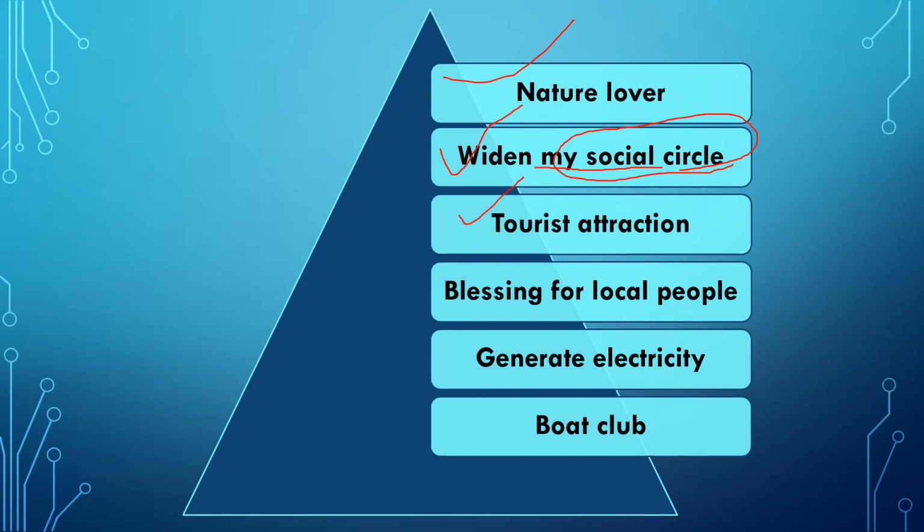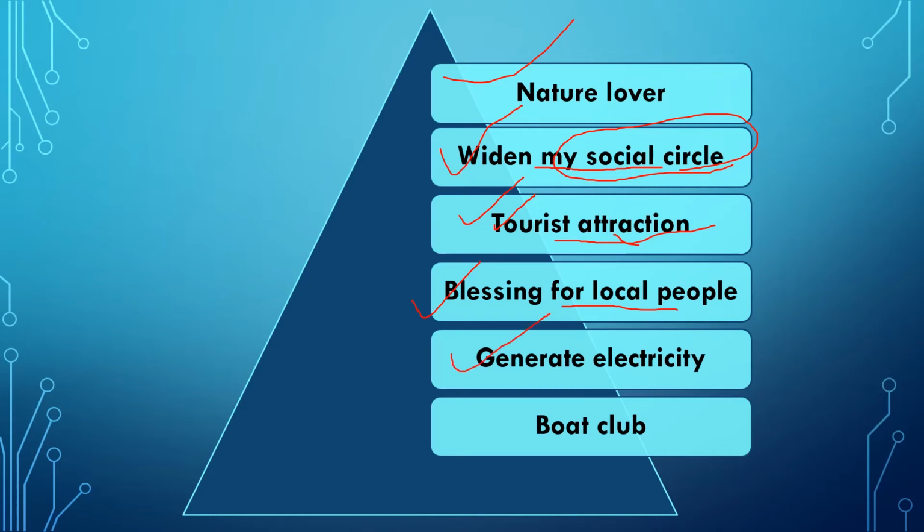Next is tourist attraction. As you know, rivers and lakes are tourist spots. Many people from far places come to see the beauty of nature. So this river or lake which you have selected, this provides tourist attraction. This is a place for tourist attraction. Next is blessing for local people. In this point, you could say that this river and lake is a blessing for local people because a huge amount of the population depends on this river for their daily chores.